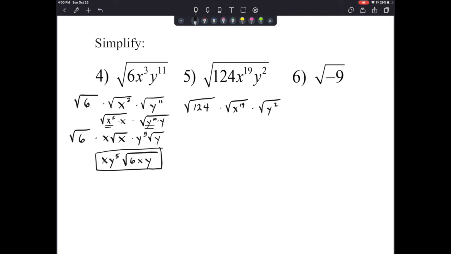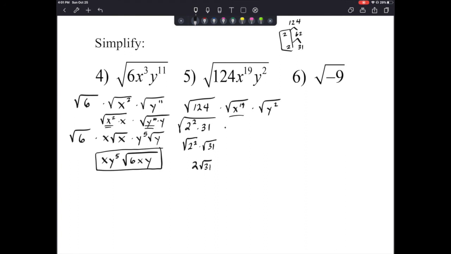So remember, I can take it and do my factor tree. That's 2 and 62. 62 breaks into 2 and 31. And 31's prime, so it looks like we have a winner. 2 squared times 31 would be like saying square root of 2 squared times the square root of 31, which is going to be 2 radical 31.